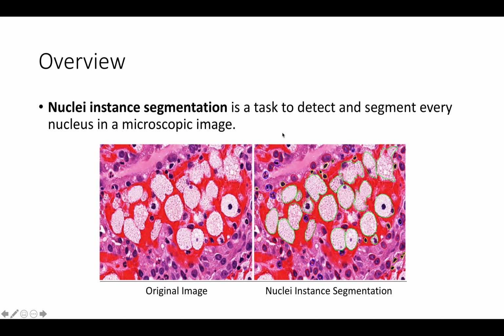An example is shown in the figure below. On the left-hand side is the original image of the cells and nucleus. On the right-hand side is our target. And we can see that the green circles here mark those cells and nuclei that we want to detect in this image. Nuclear instance segmentation techniques can benefit many biological analyses and medical diagnoses, such as breast cancer detection.